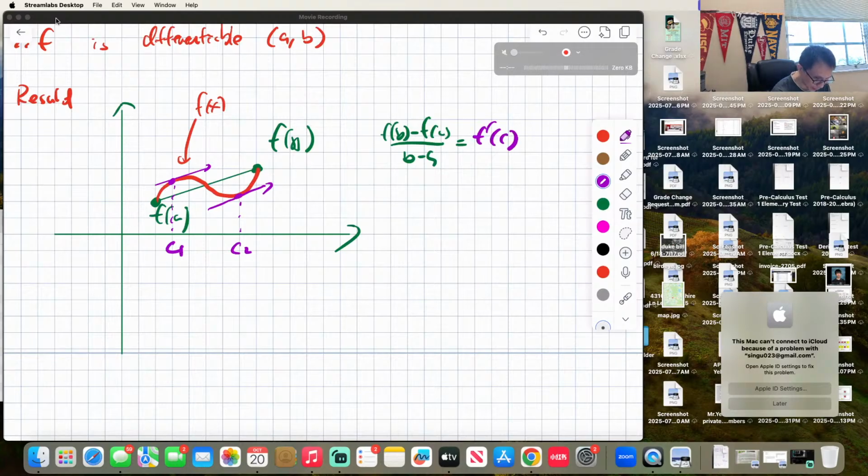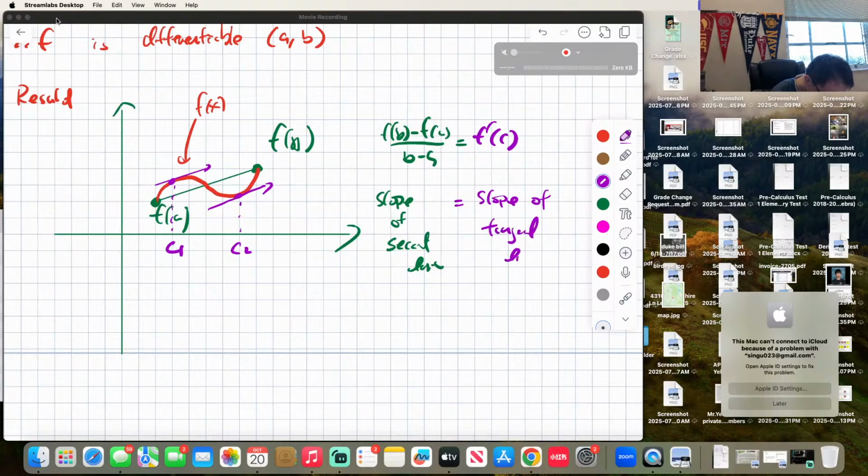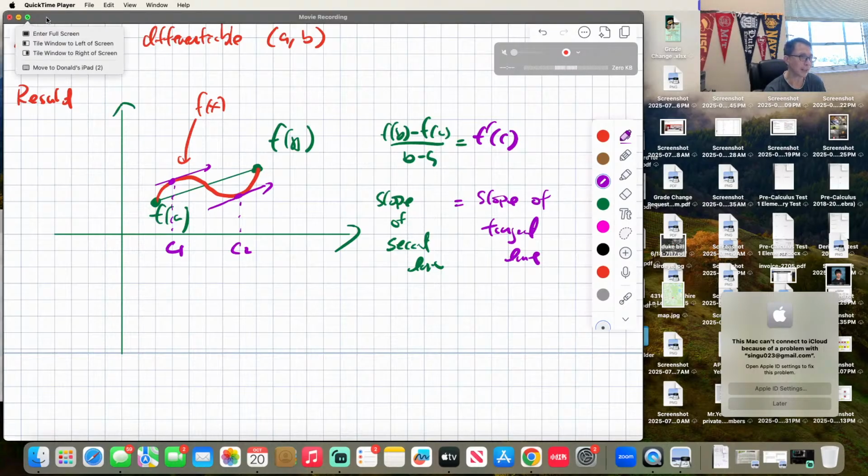So f prime of C is the slope of a tangent line at some point. It's equal to the secant line. So this is the slope of the secant line, equal to the slope of the tangent line. Is that okay? Because now f of a does not equal f of b. But between f of a and f of b, there is a slope.